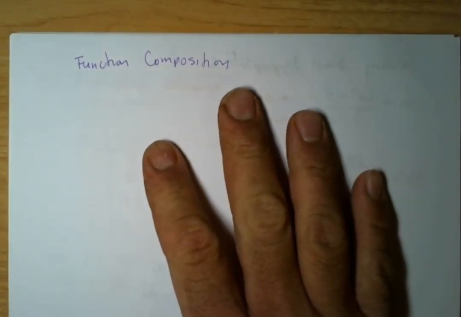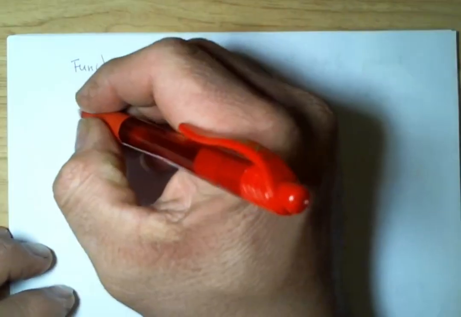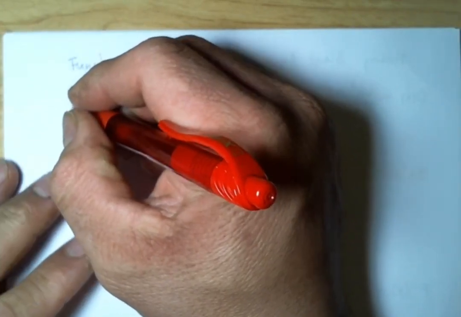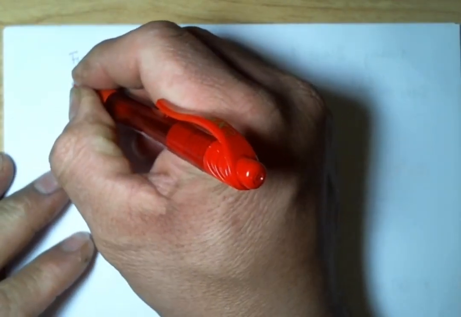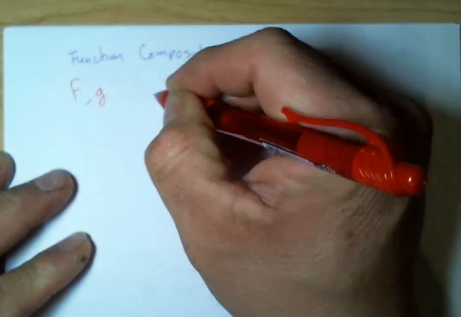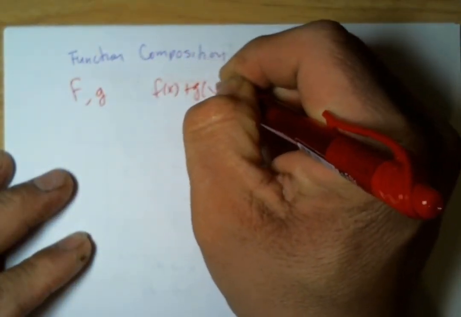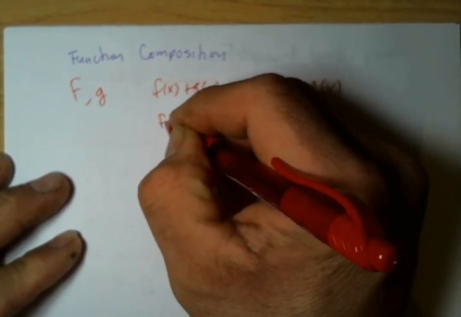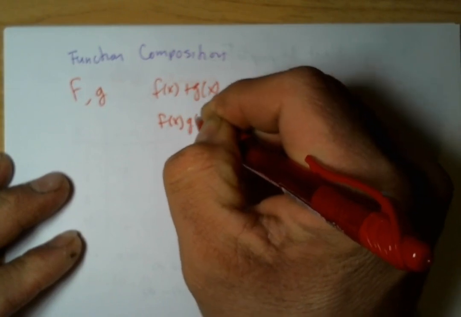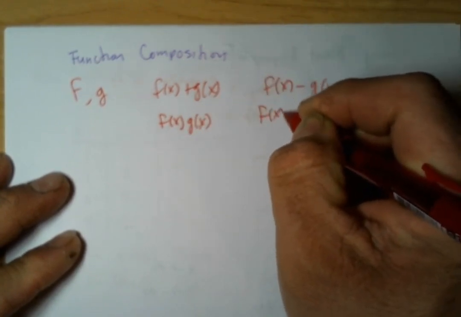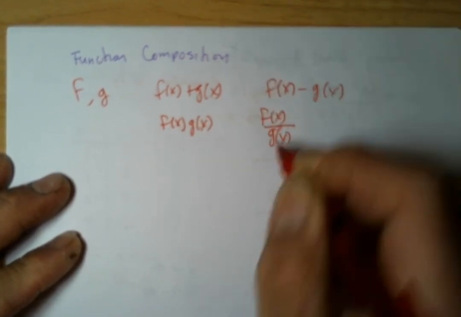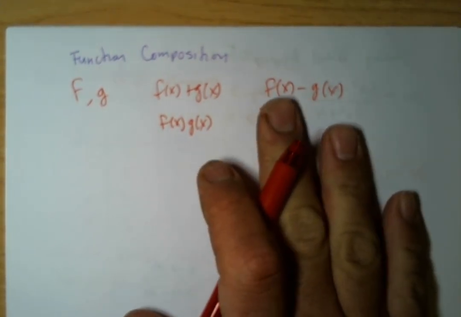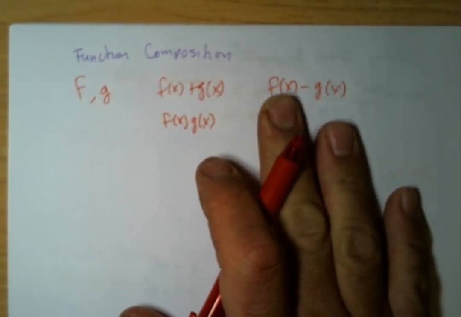Okay, so in this video we're going to go over function compositions. Now, with functions we can do operations that are similar to those of real numbers. Let's say we have a function f and g. We can add two functions. We can subtract them. We can multiply them. And we can even divide them. These are operations of two functions that are similar to the operations we have for real numbers.